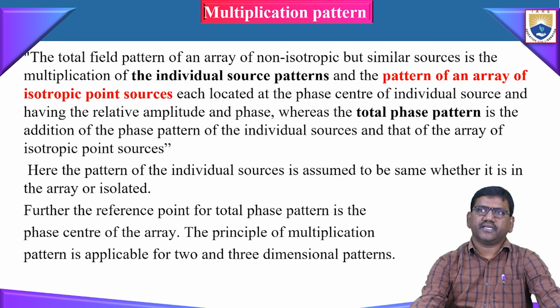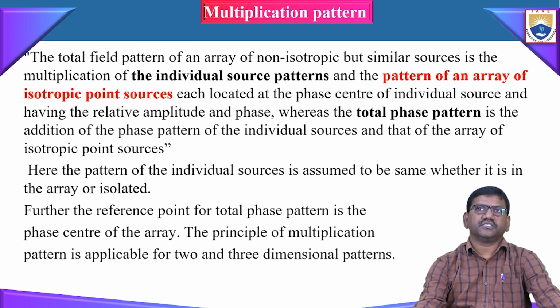So what is the multiplication pattern? The total field pattern of non-isotropic point sources is the multiplication of the individual source pattern and the pattern of an array of isotropic point sources, each located at the phase center of the individual source and having the relative amplitude and phase. Whereas the total phase pattern is the addition of the phase pattern of the individual sources and that of the array of isotropic point sources.